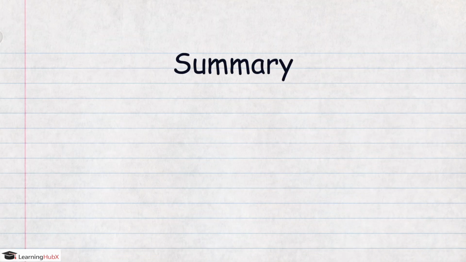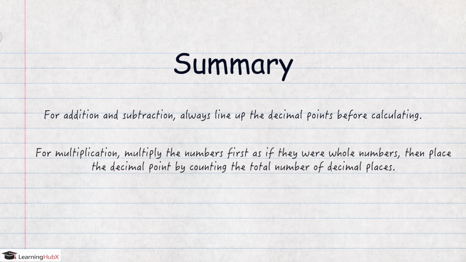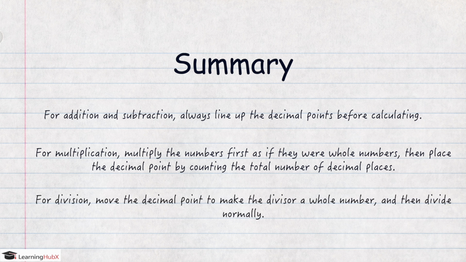To summarize today, we learned how to perform the 4 basic decimal operations. For addition and subtraction, always line up the decimal points before calculating. For multiplication, multiply the numbers first as if they were whole numbers, then place the decimal point by counting the total number of decimal places. For division, move the decimal point to make the divisor a whole number, and then divide normally. With practice, decimal operations become simple and easy to understand.